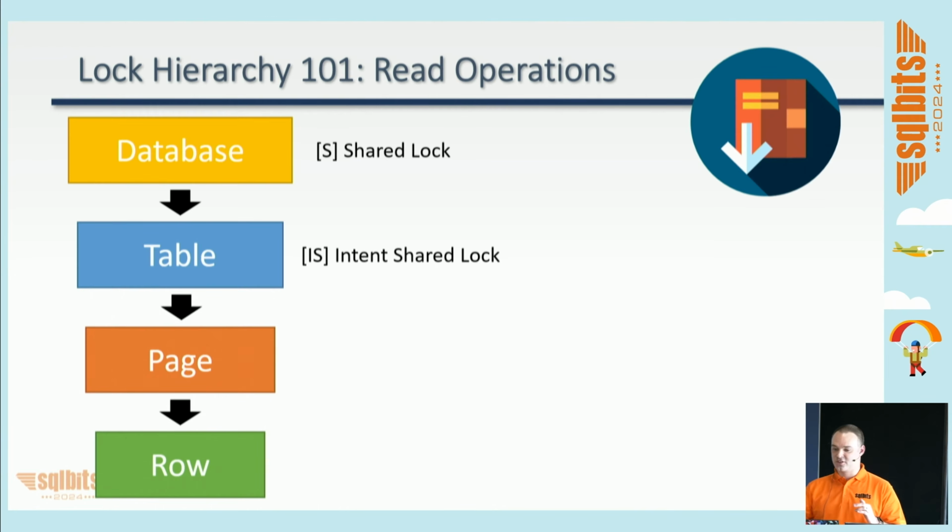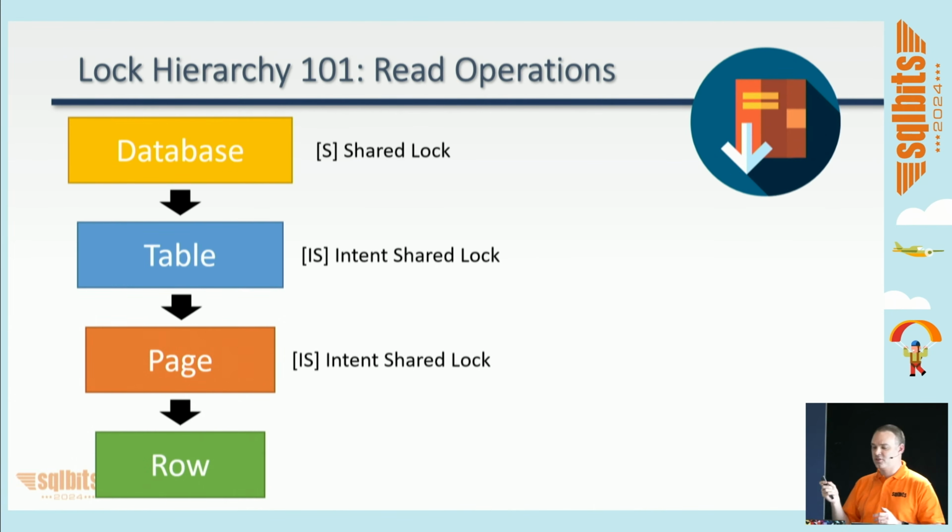Now, because we're doing a select, it's going to be selecting rows, of course. There's going to be what are called intent shared locks at the table and the page level. And what those mean is there is a shared lock at a level below that. And the level that's going to be at is the row. So in order to be able to read a row, we need a shared lock on a row.